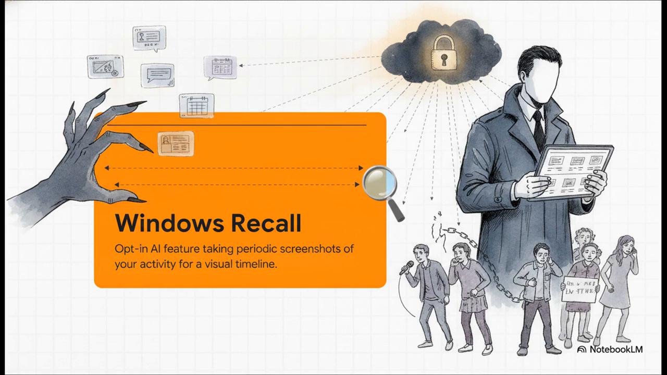But if you are a journalist, an activist, or just a citizen living under an oppressive regime, the safety implications here are immense. If an authority seizes your device, they don't even need to break into your cloud accounts. A comprehensive visual history of everything you've looked at could be sitting right there on your local drive. That's exactly why understanding how this opt-in feature works is so critical.